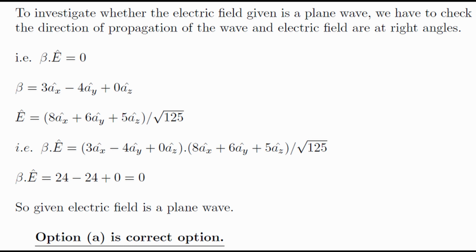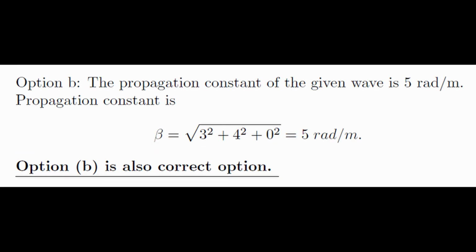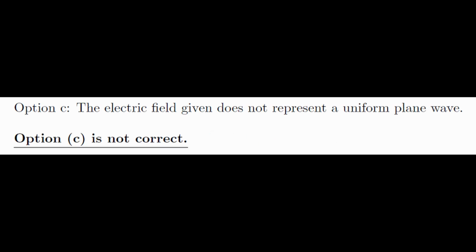Next, let's check the option B. Option B says the propagation constant of the given wave is 5 radians per meter. So the propagation constant for this electric field is given like this, and it is indeed 5 radian per meter. So option B is also the correct option. So in this question, A, B are both correct. Now let's go to the third option. So the third option says that the electric field given does not represent a uniform plane wave. From the option A, we know that it does represent a uniform plane wave. Hence option C is not correct. So we will not mark option C.